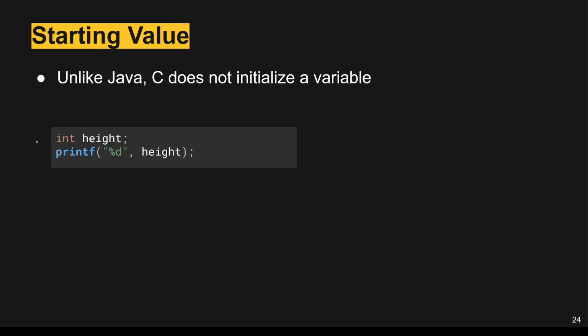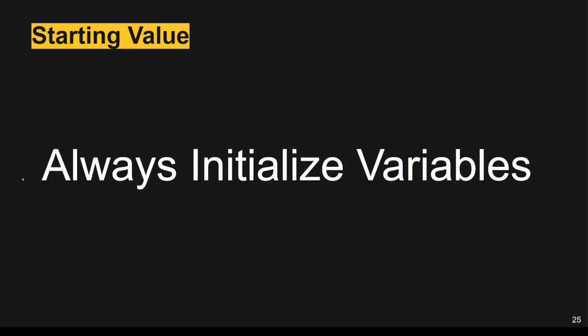This is very important. C does not initialize variables by default. So if we declare int height here, if we did this in Java, it would print out with 0. In C, it could have literally any value there. It's uninitialized, and we don't know what the memory was being used for the last time the function was entered. So I ran this on my local machine, and this is the number that it returned. Always initialize your variables in C.